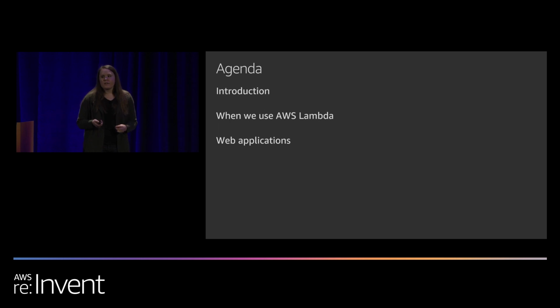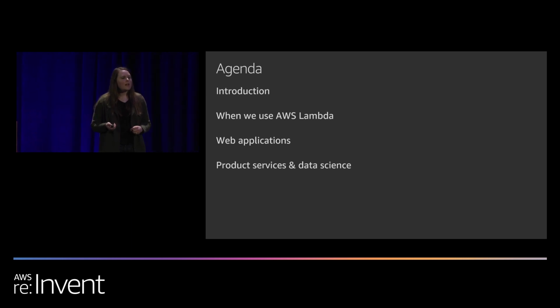The first use case is from the web applications team. This team is responsible for the development and maintenance of the Textio.com web application, as well as building internal tools for Textio employees. Many of these tools and parts of the web application are built with Lambda. The second use case is from the product services and data science teams. The product services team is responsible for backend microservices and data engineering. Many of the microservices and data products are built using Lambda.